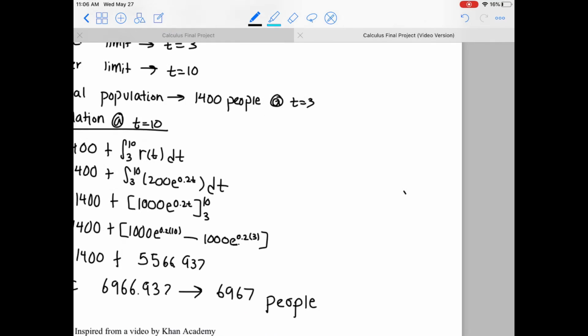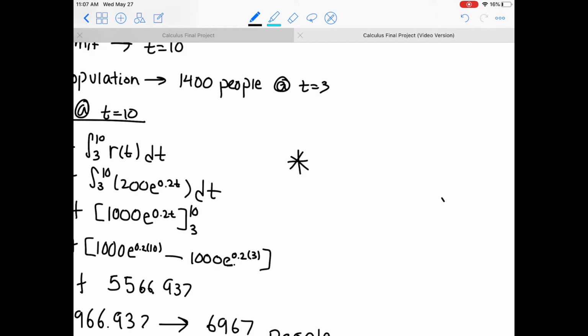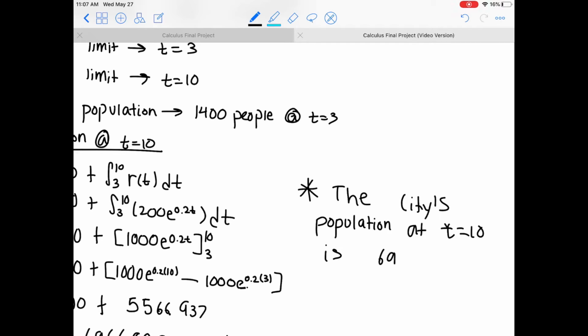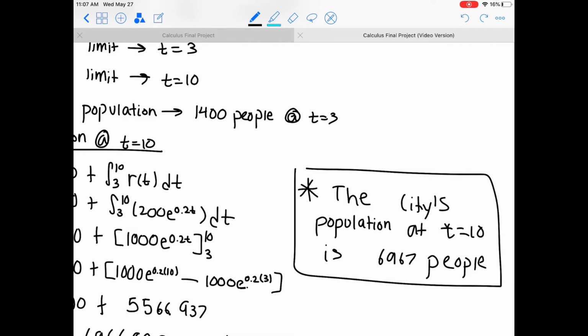So after we set up the integral and we solved, we can determine that the city's population at t equals 10 is 6,967 people. And that is going to be our final answer for part A.